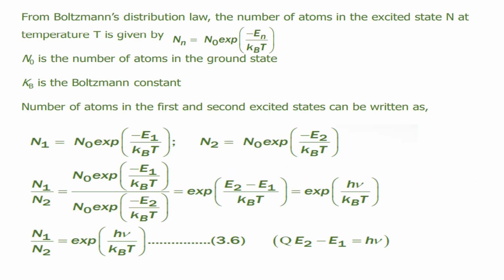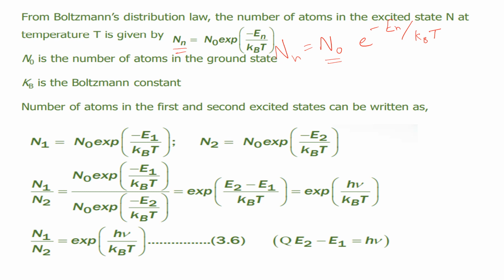Boltzmann distribution law is taken here. The general expression to find the number of atoms in the particular energy level is Nn is equal to N0 e power minus En by kBT, where kB is the Boltzmann constant and N0 is the number of atoms in the lower energy state or the ground state, and T is the temperature at which this process is considered.